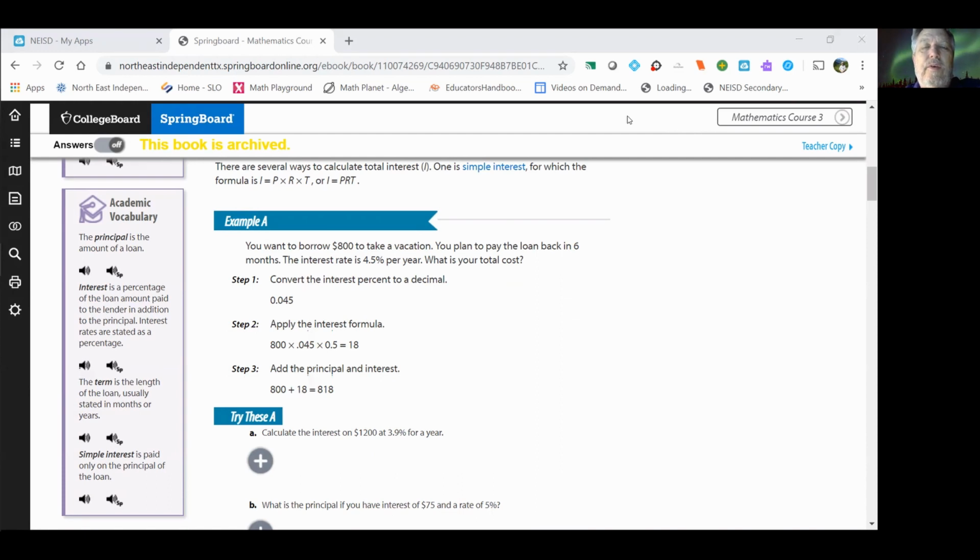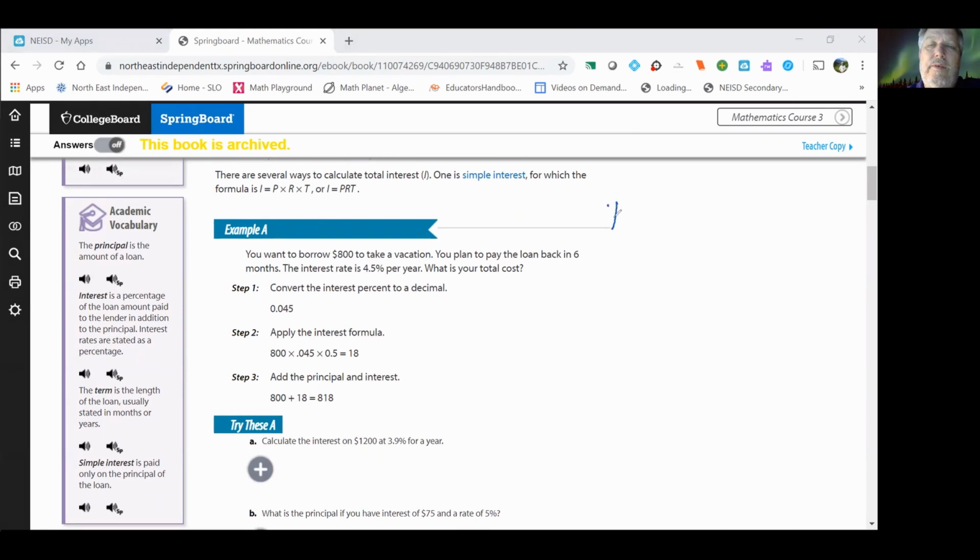Remember, this is just simple interest. The interest is equal to the principal times the rate times the term. And again, it's asking what is the total cost. The cost, of course, is the interest, that's the added cost. But of course, you also have to pay back the loan. So we go ahead and plug in what we know.